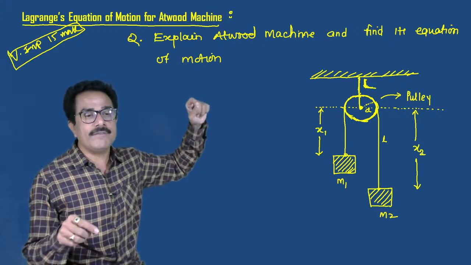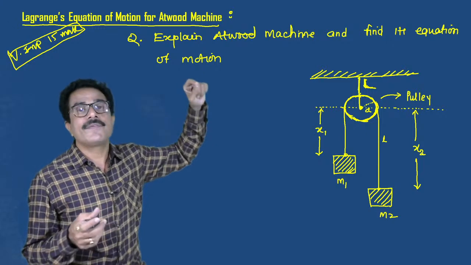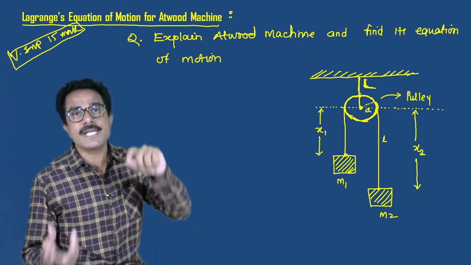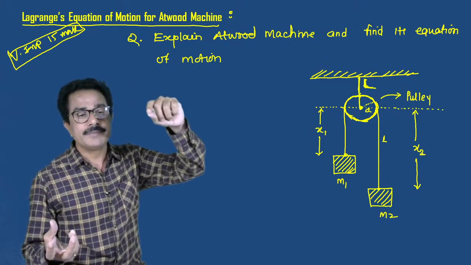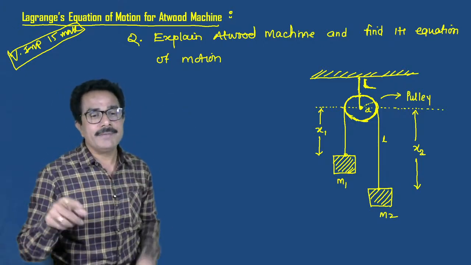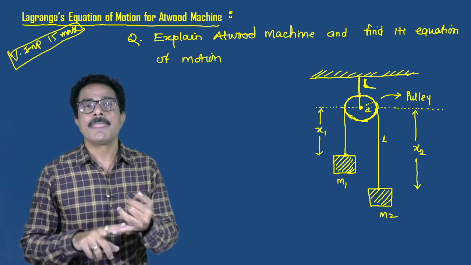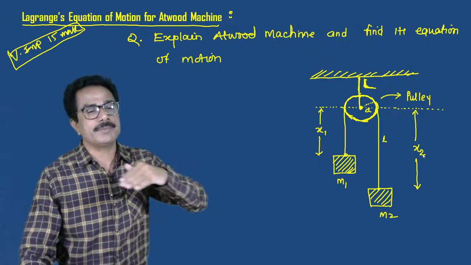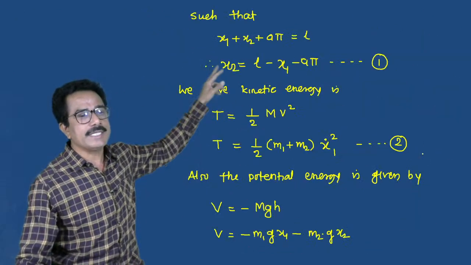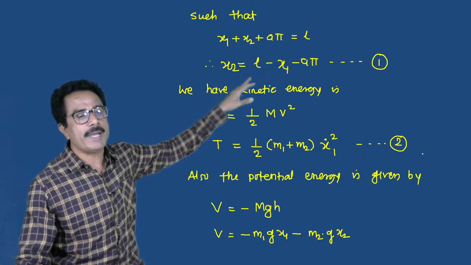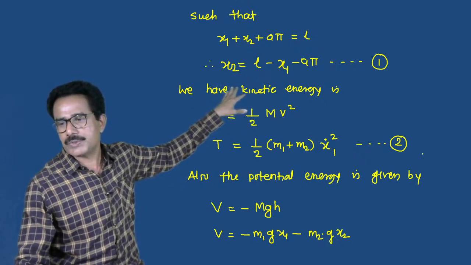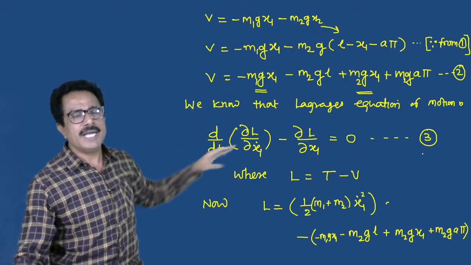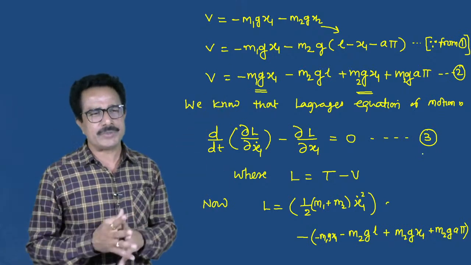Then x1 and x2. x1 means the distance of m1 from the center of a pulley. x2 means the distance of second mass from the center of a pulley. So the total length is given by x1 plus x2 and the semi-perimeter, the semicircle circumference of the circle. So we can write x1 plus x2 plus a into pi is equal to L. So we can obtain the x2. Okay, now we can write this. Okay, हा थोडा कॉम्प्लिकेटेड टर्म आहे. पोटेन्शियल एनर्जी मध्ये थोडी कॉम्प्लिकेटेड टर्म आहे.